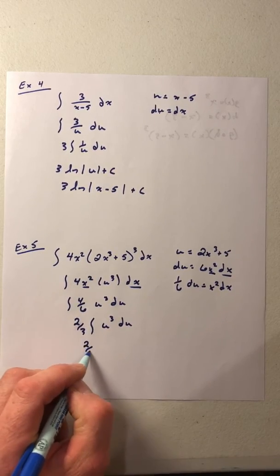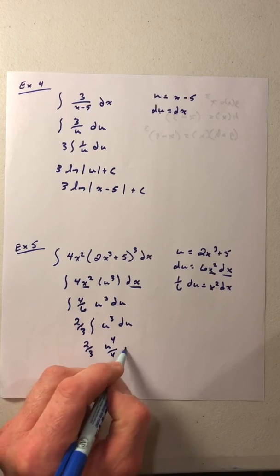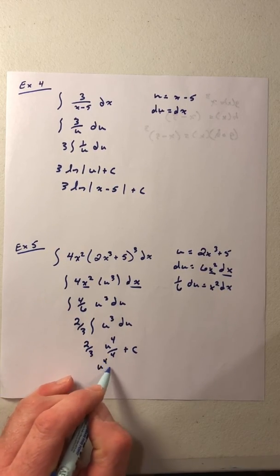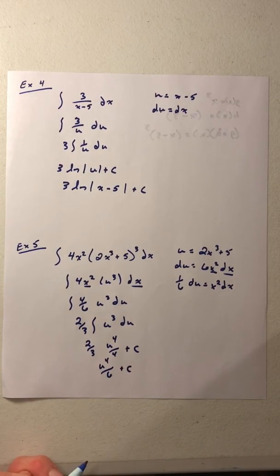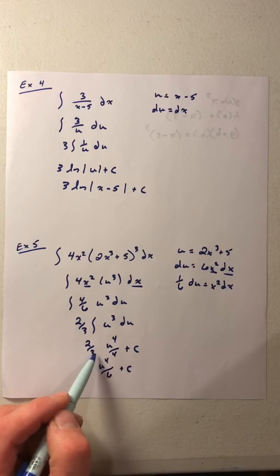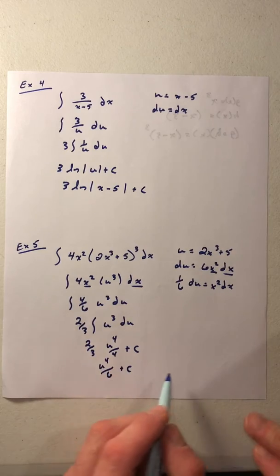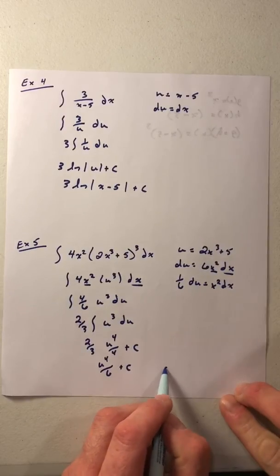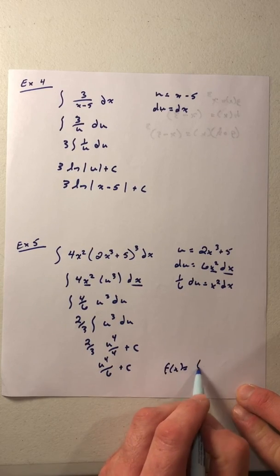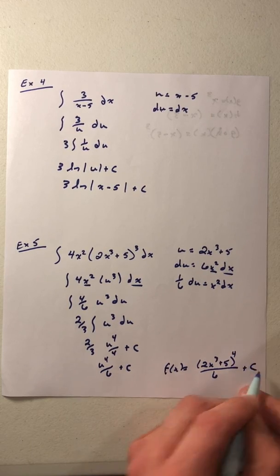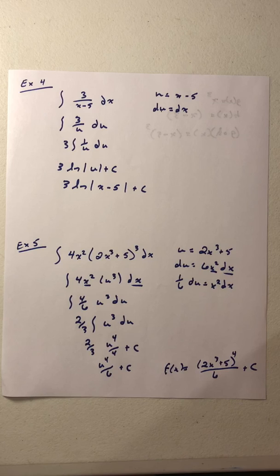Integration of u to the third, we have u to the fourth over 4 plus c. 2/3 times u to the fourth over 4, our 2 and our 4 will cancel. So we end up with u to the fourth over 6 plus c. Or if you want to think of it as 2 over 12, gives us 1 over 6 as well. Replace your u with 2x to the third plus 5. So that gives us our original function, f of x is going to equal 2x to the third plus 5 to the fourth over 6 plus c. And that gives us our first taste of integrating using the u substitution process.